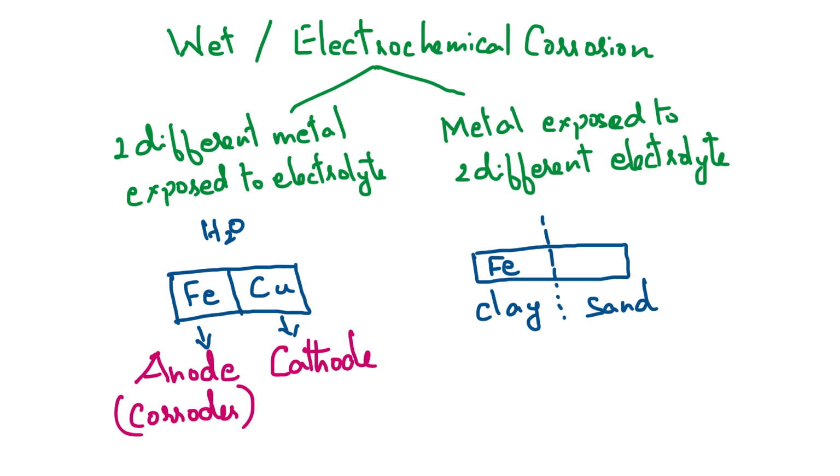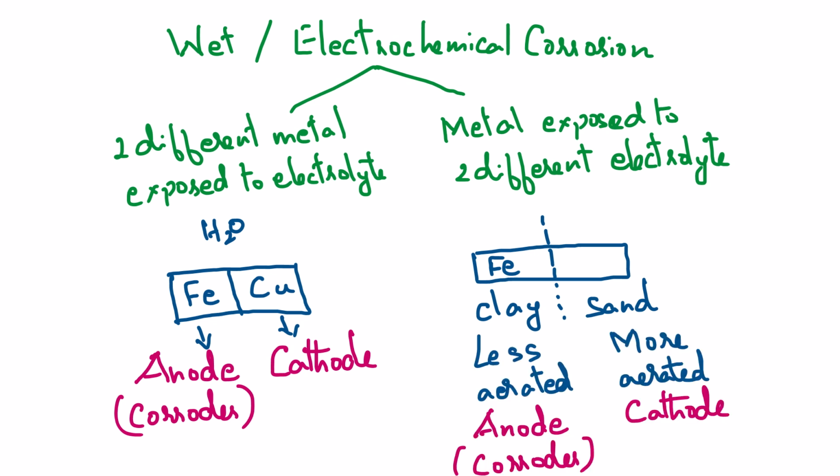Consider the metal iron passing through two different earth materials. One is clay, the other one is sand. Since clay is less aerated, it will act as anode and sand is more aerated, it will act as cathode. And the portion where the metal acts as anode undergoes corrosion.